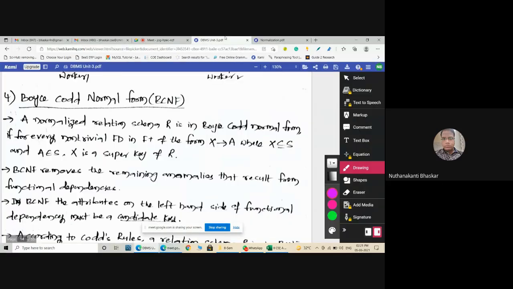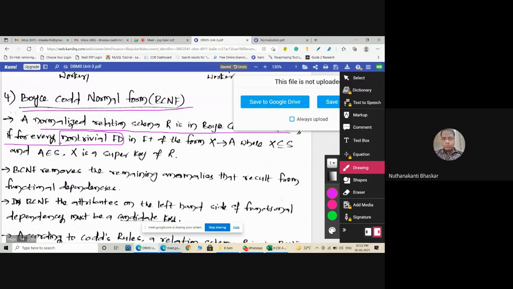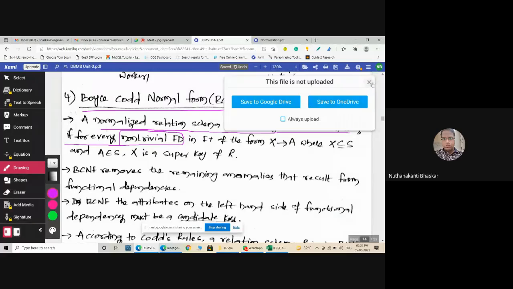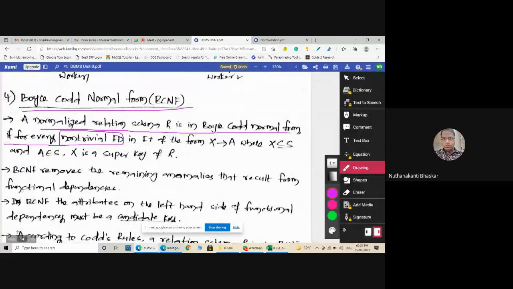Right. Now coming to the Boyce-Codd normal form, as I told you just now, a normalized relation schema R is in Boyce-Codd normal form if for every non-trivial functional dependency. Just now I told you about third normal form. There also we talk about non-trivial. It is avoiding the trivial dependency. Same as third normal form, it is going to avoid the trivial dependency.